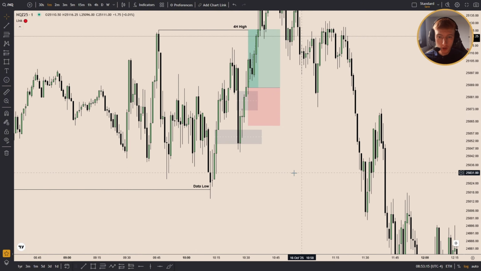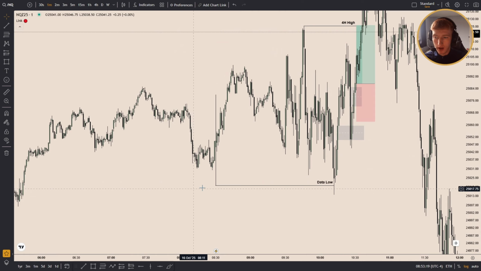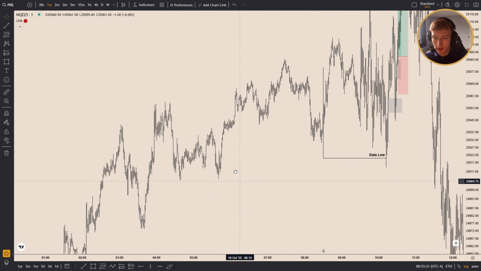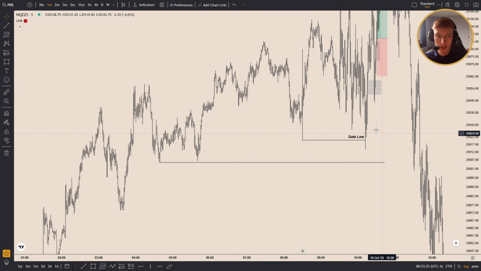As you can see, we got a super, super good reaction. Now, ES also delivered out of a similar low, but on the 50 minutes or lower down. I believe it was this low. So we had a lovely bullish SMT as well.